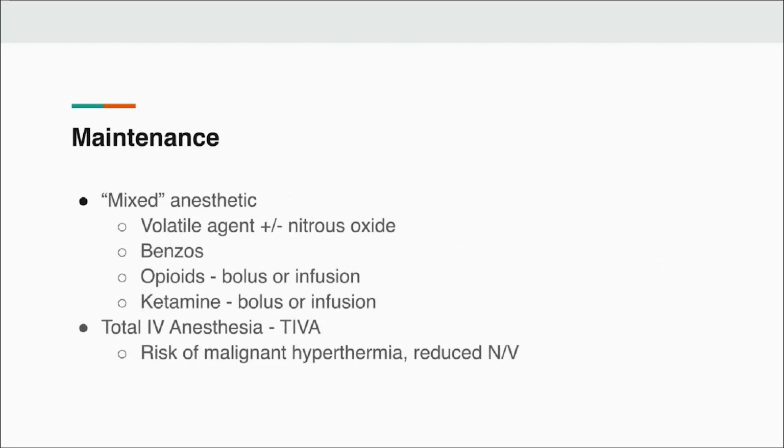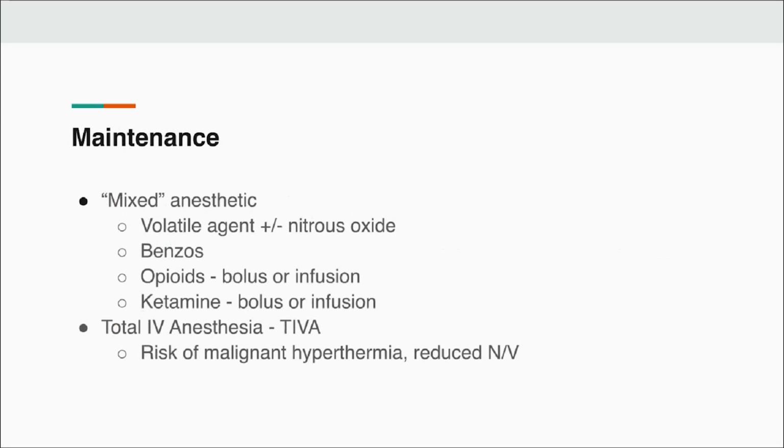Once the tube is secure and our induction is over, we move on to the maintenance phase of anesthesia. And almost always we're talking about a mixed anesthetic at this point, which combines a volatile agent, maybe some inhaled nitrous oxide, the volatile agent being typically sevoflurane or isoflurane, the benzodiazepine that the patient may have gotten preoperatively, and opioids that the patient may have gotten on induction and intermittently throughout the procedure, either as a bolus or an infusion. And sometimes we do bolus ketamine or provide an infusion of ketamine to try to help with pain control afterwards.